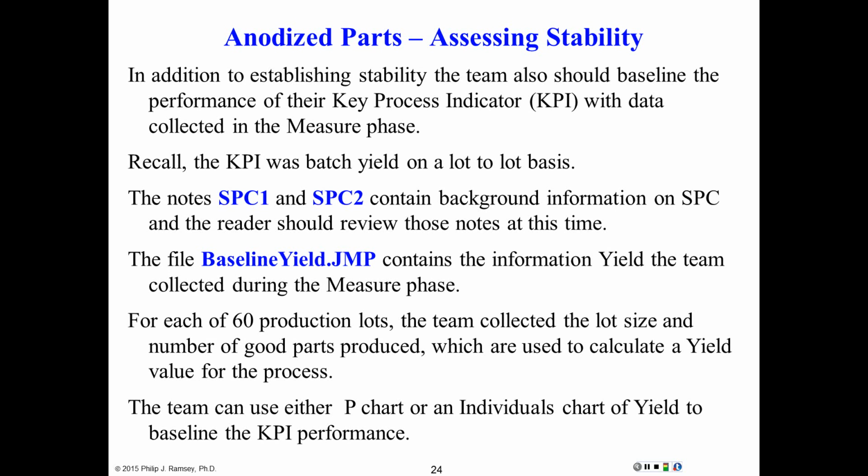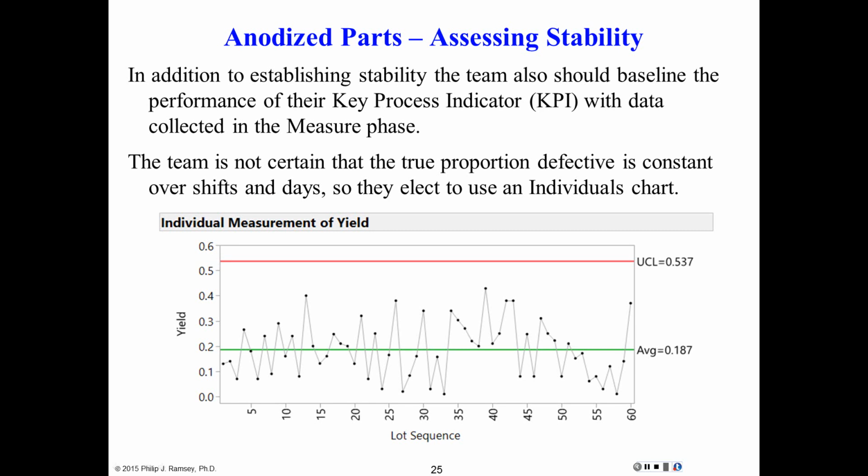So we've talked about SPC, and the data file baseline yield contains baseline capability measurement in terms of yield for the process. This is the KPI, and we're interested in yield in terms of percent defectives or loss for each lot. So we would tend to use a P chart or an individuals chart for this data. So there is an individuals chart, and you can see the process does look stable, and it seems to be running at about 18 to 19% yield.